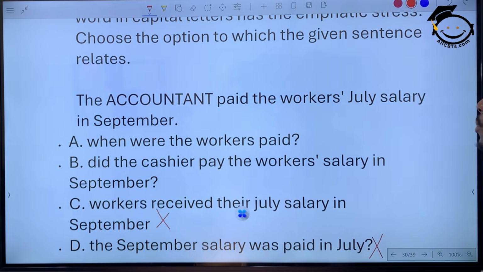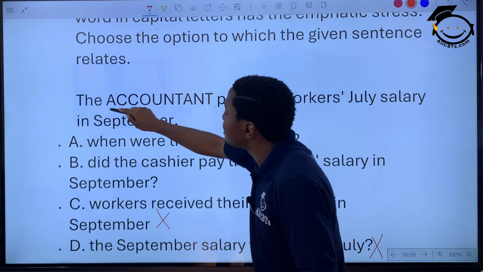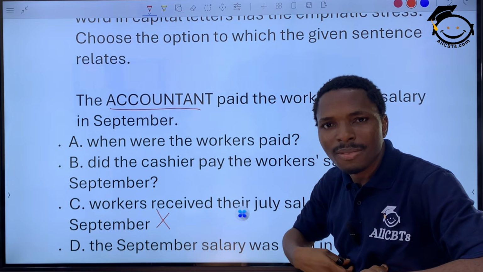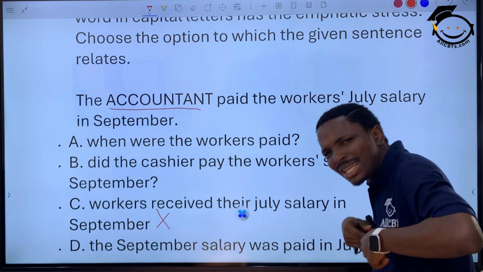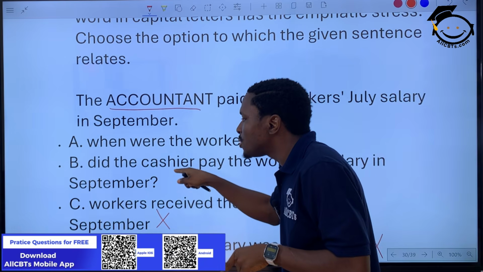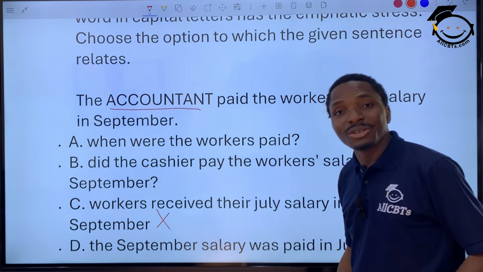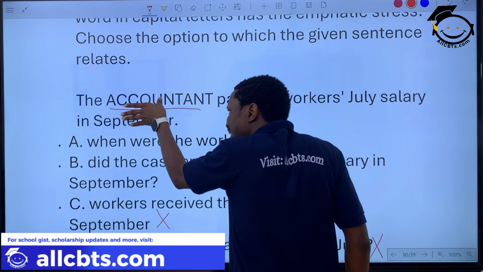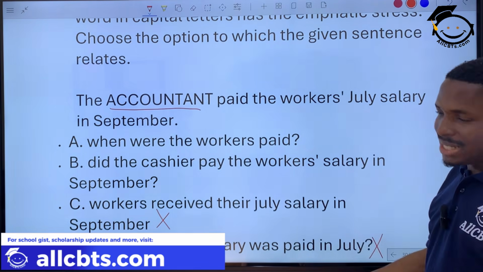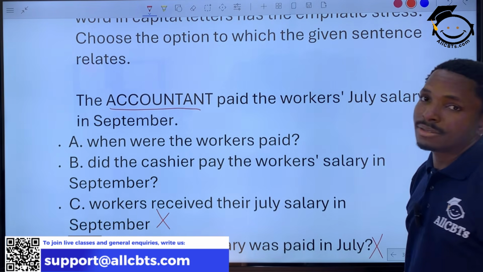Now let's see. When were the workers paid? Did the cashier pay the workers' salary in September? What's the answer? The stress is on accountant, a person. The question has to shed light on the stress. So the question is saying, is it the cashier that paid? No, it is the accountant that paid. Do you understand now? So this question answers the expression better than others. Not the best, but better than others.